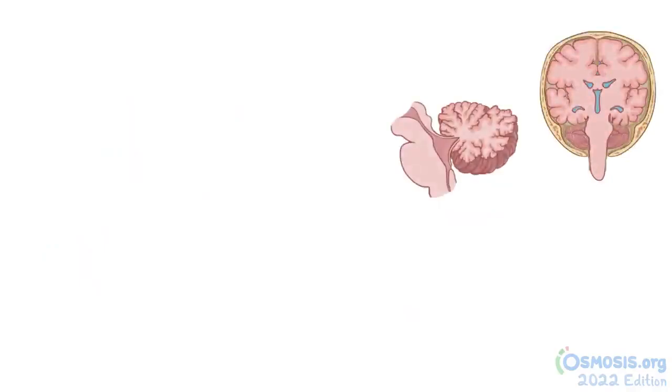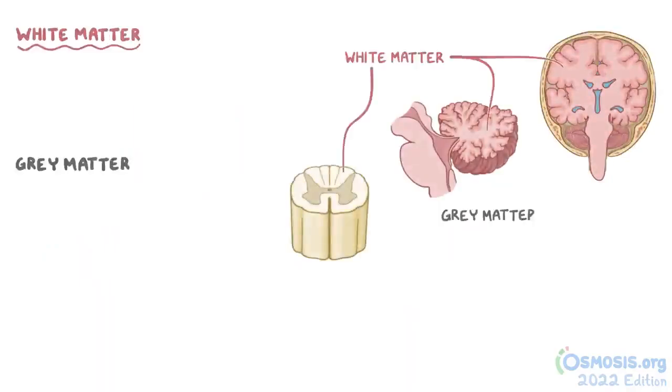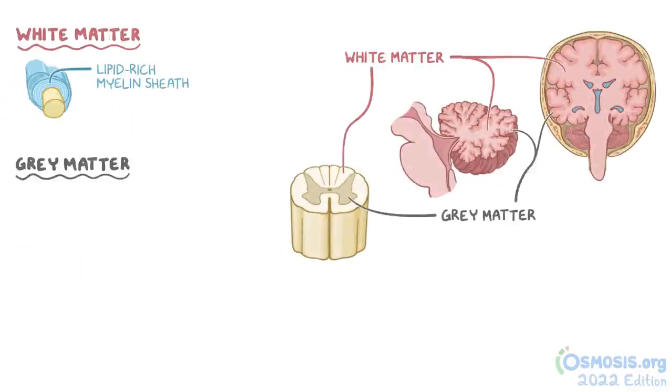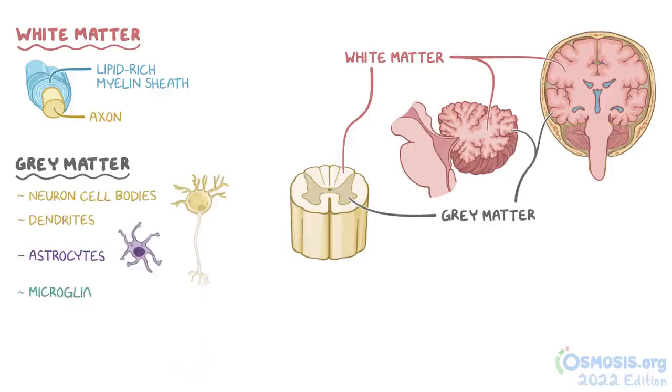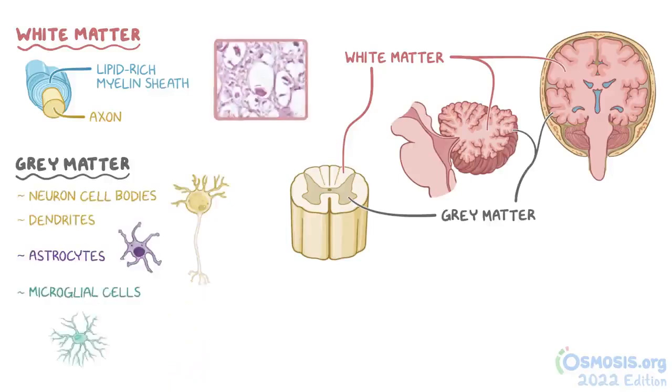Macroscopically, the CNS is made of white matter and gray matter. The difference in appearance is from the lipid-rich myelin sheaths that cover the axons present in white matter, whereas the gray matter consists mostly of neuron cell bodies, dendrites, astrocytes, and microglial cells. In this high-power image of white matter from the spinal cord, the axons are surrounded by clear white space, which is where the myelin was present before the tissue was processed to create this slide.